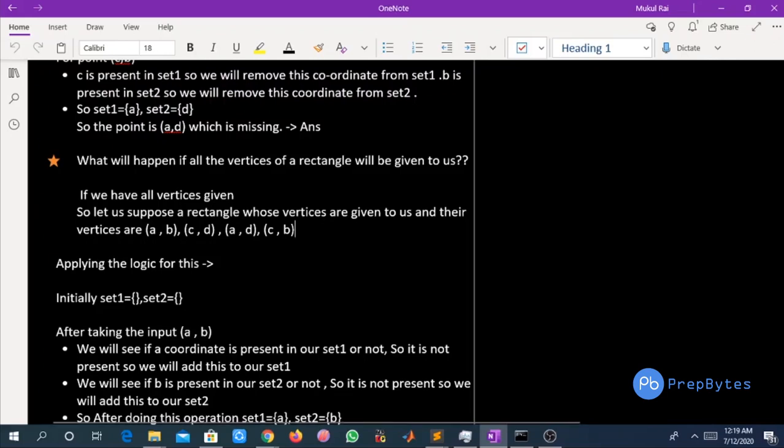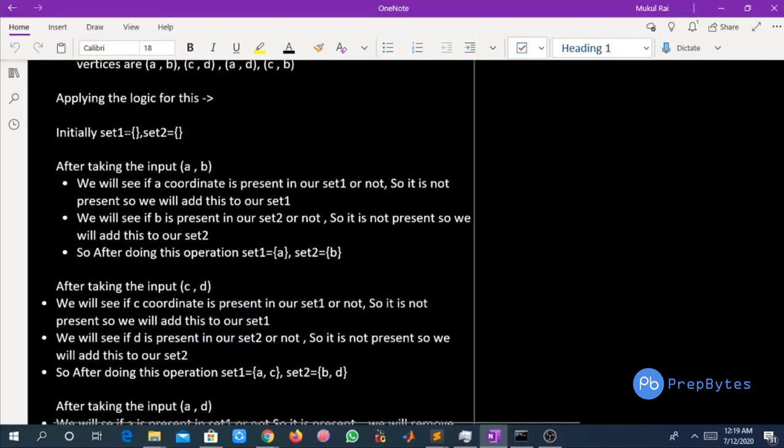So if we apply the above logic which we discussed earlier to these vertices, let's see what will happen. Initially set 1 will contain nothing and set 2 will contain nothing, right? After taking the input a comma b, we will see if the a coordinate is present in our set 1 or not. It is not present, so we will add it to set 1. We will see if b is present in set 2 or not. It is not present in set 2, so we will add it to set 2. After this operation, set 1 will contain a and set 2 will contain b, right?